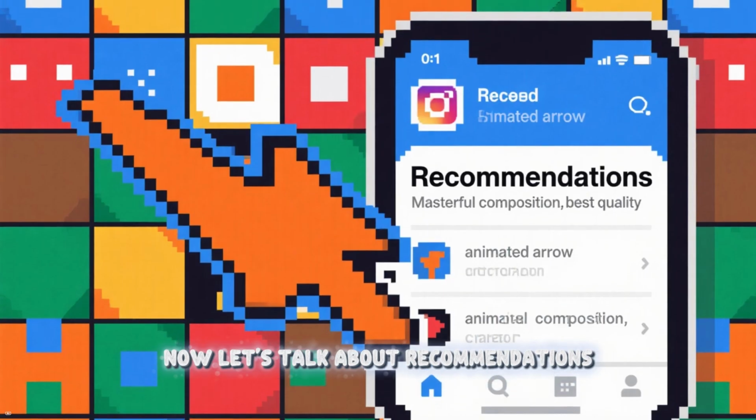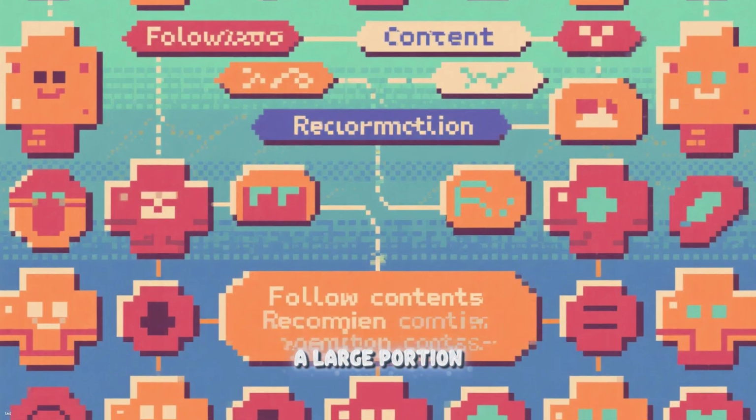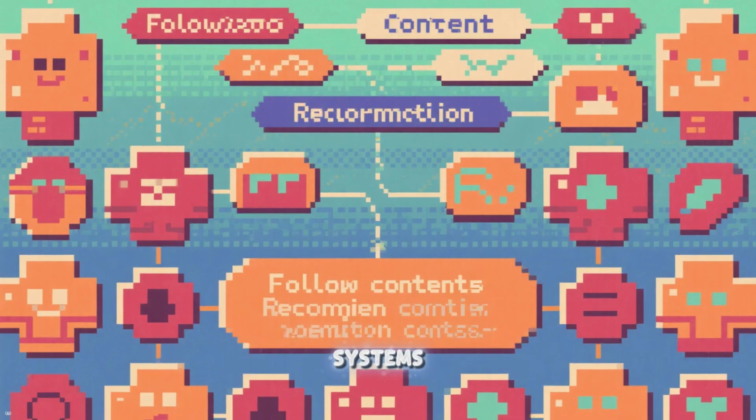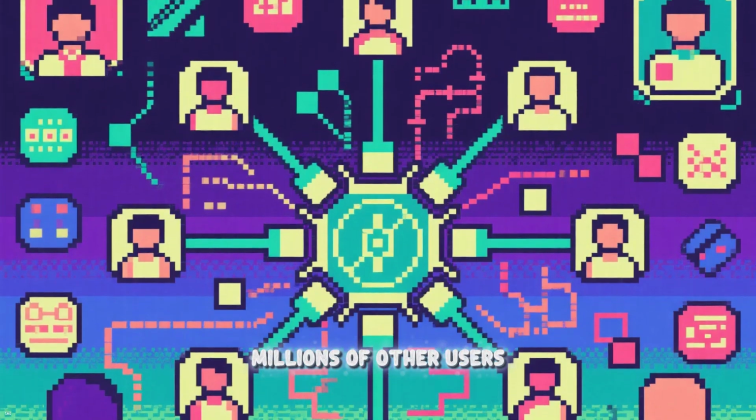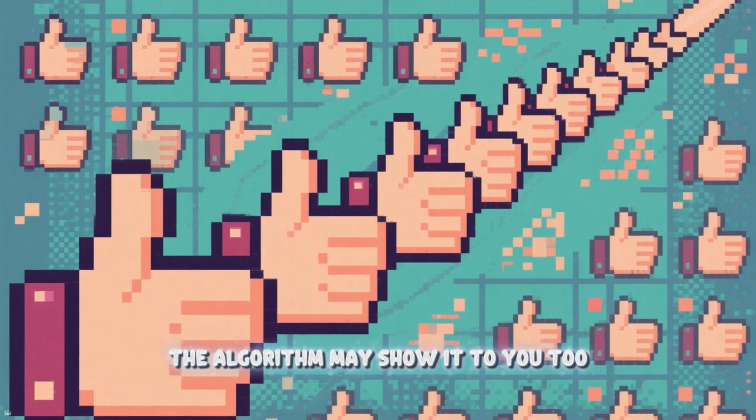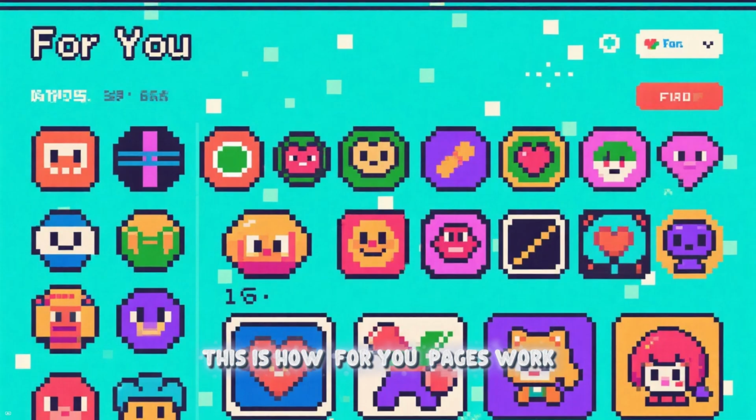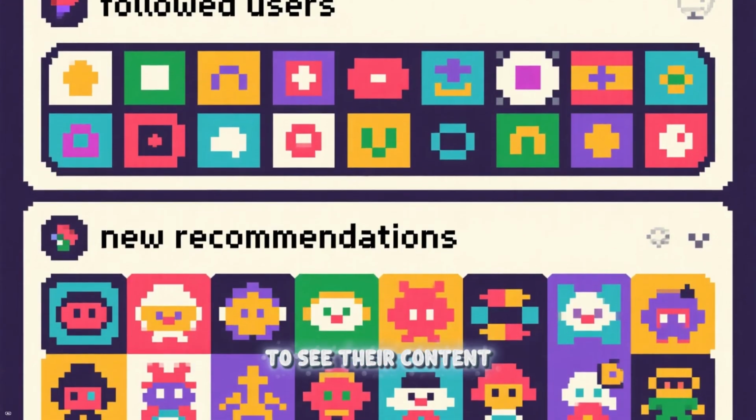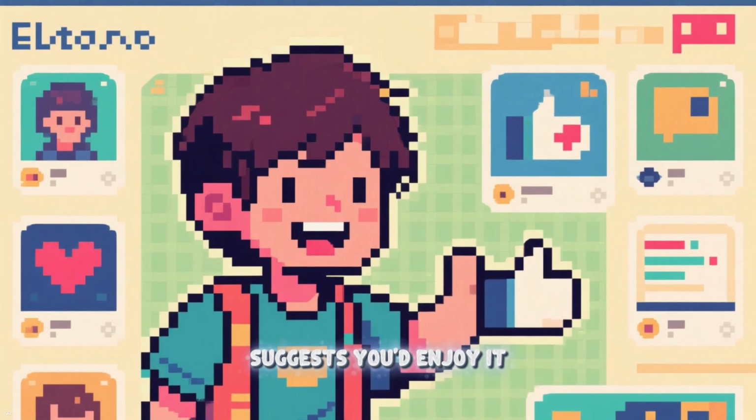Now let's talk about recommendations. Not all content in your feed comes from people you follow. A large portion comes from recommendation systems. These systems look at your behavior and compare it to millions of other users. If people with similar habits liked certain content, the algorithm may show it to you too. This is how For You pages work. You don't need to follow someone to see their content. You just need to behave in a way that suggests you'd enjoy it.